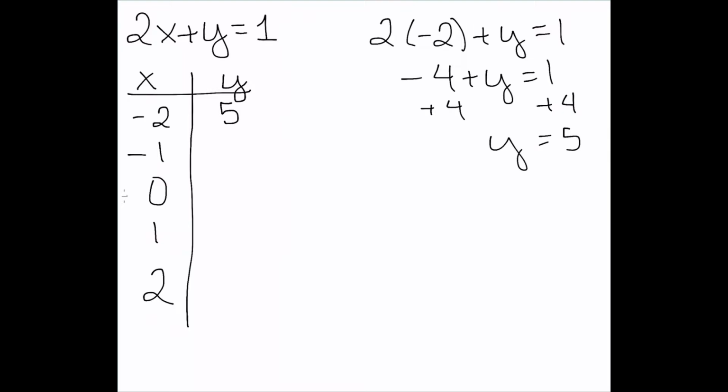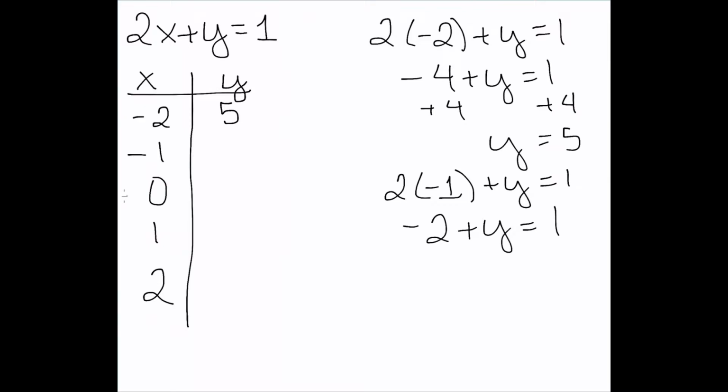If I let x be negative 1, I would have 2 times negative 1 plus y equal to 1, or negative 2 plus y equal to 1. Adding 2 to both sides gives me that y is equal to 3. And you can continue this pattern. You would get 1, negative 1, and negative 3.